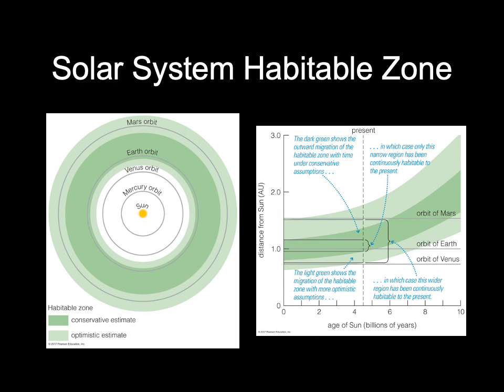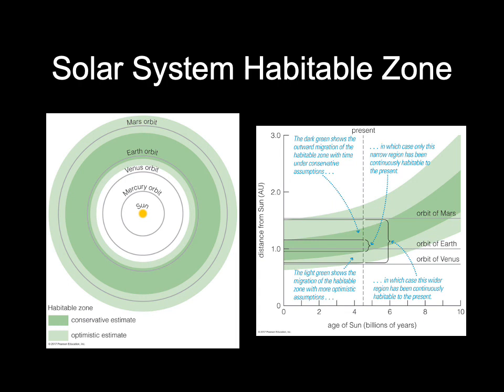Some estimates say that the ones shaded in as the optimistic estimate make the habitable zone a little bit broader, and so Venus is still just inside of it, but Mars's orbit could fall inside of it. And we do see evidence, as you remember from when we were talking about Mars, that the planet did have liquid water on the surface for a short period early on in its history.